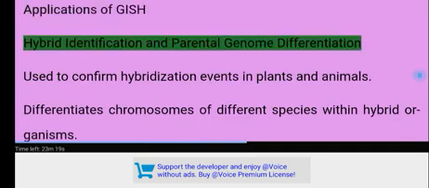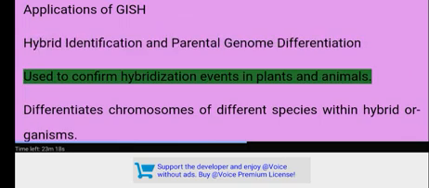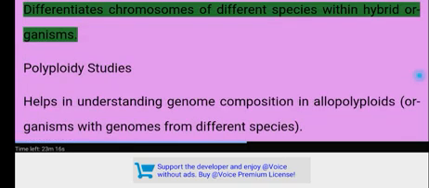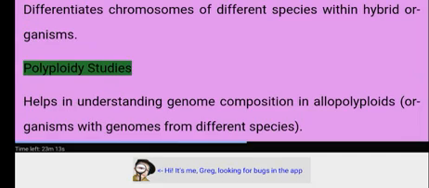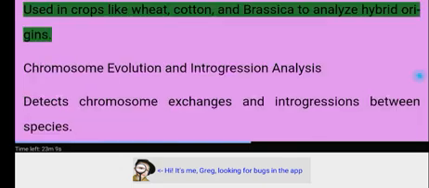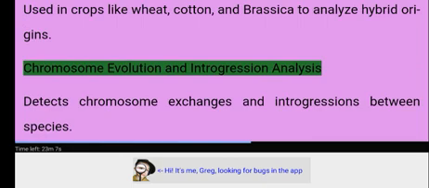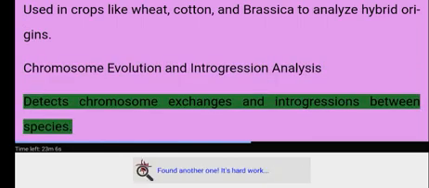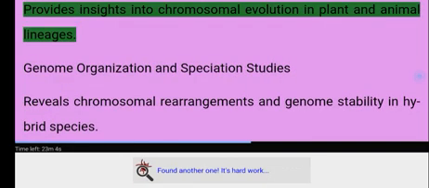Applications of GISH. Hybrid identification and parental genome differentiation. Used to confirm hybridization events in plants and animals. Differentiates chromosomes of different species within hybrid organisms. Polyploidy studies. Helps in understanding genome composition in allopolyploids, organisms with genomes from different species. Used in crops like wheat, cotton, and brassica to analyze hybrid origins. Chromosome evolution and integration analysis. Detects chromosome exchanges and interactions between species. Provides insights into chromosomal evolution in plant and animal lineages.